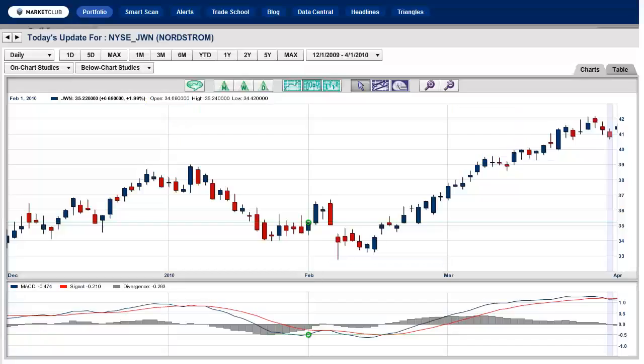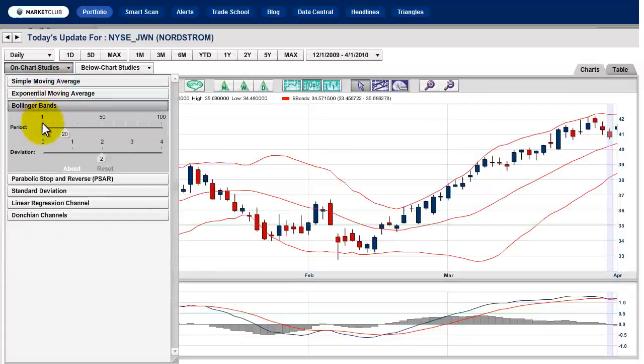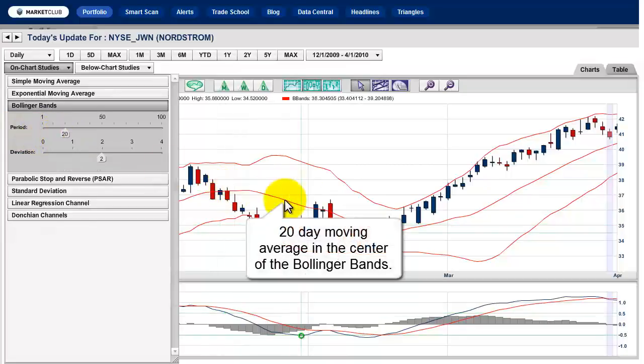Bollinger Bands. I have on the screen a simple candlestick chart. It's a daily chart of a well-known security, and I'm going to show you how to put the Bollinger Bands on this chart. First thing you do, it's an on-chart study, which means it's going to overlay on the price action. We go up to on-chart studies, click once, go down to Bollinger Bands, click once again, and you can see that the period is 20. That's the moving average in the center right here, and the deviation is 2. That's the standard setting for this particular study.